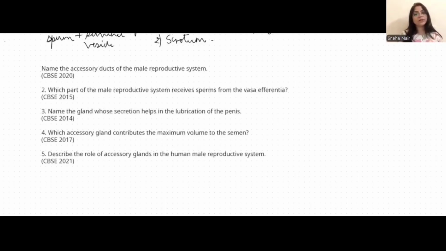And the last one is describe the role of accessory glands in human male reproductive system. So, what is the role of accessory glands? They help in providing a medium for the transport of the sperm. They also help in neutralizing the acidic nature that is present inside the female reproductive tract. As discussed, the fructose present in the seminal vesicle provides energy to the sperm, and it also helps in transportation. The prostaglandins present in seminal vesicles cause contraction in the female reproductive tract, the uterus and fallopian tube, which helps in transfer of the sperms.